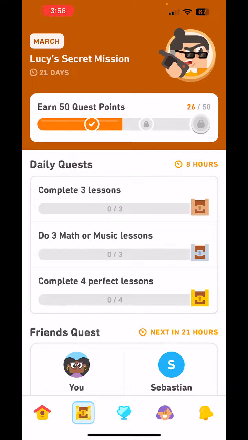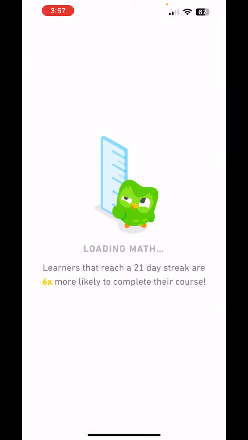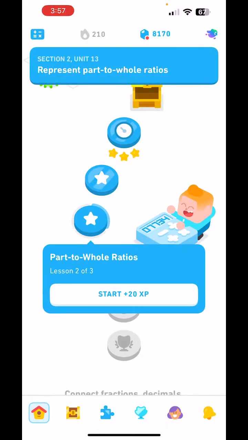We need to complete 3 lessons, do 3 math lessons, and complete 4 perfect lessons. So I don't want to waste any time. Let's get started with our math lesson. We were working on part-to-whole ratios, so we're still in that. We're going to do 3 lessons of this and then move on to a language and then call it a day. We're going to make it a very smooth, short, and simple stream.